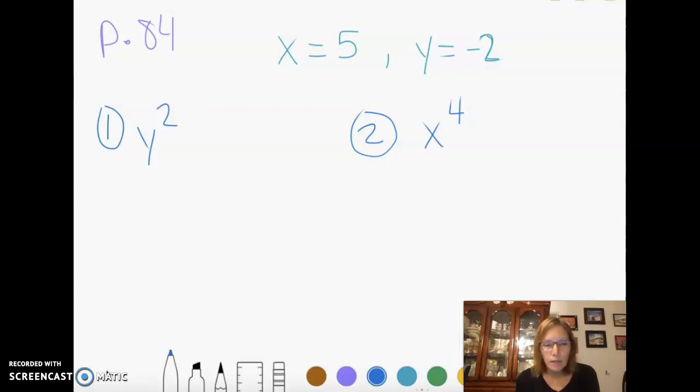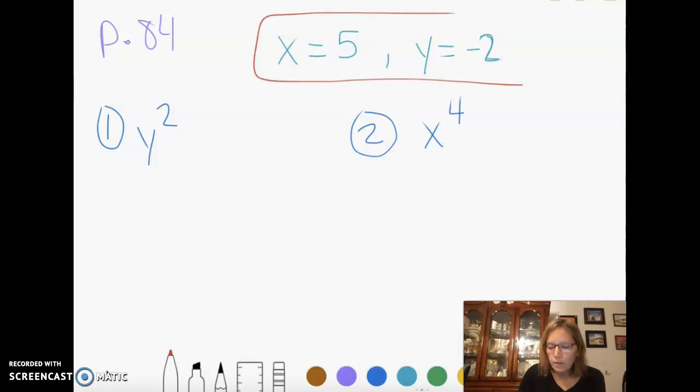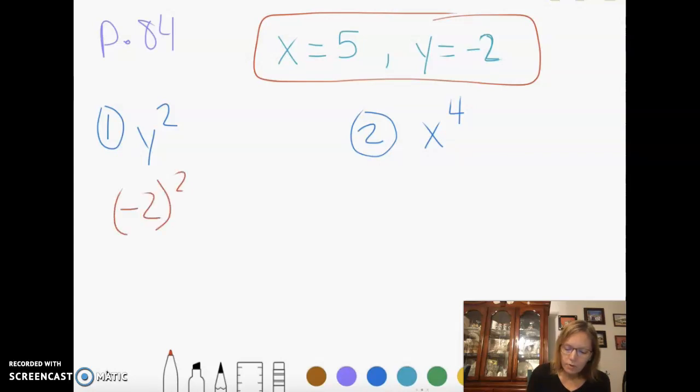So number 1 and 2, it tells me what x and y equal in the directions. And then I just plug in those numbers for x and y and solve according to the exponents. All right, so number 1, if I plug in y, I'm going to have (-2) squared. When you're plugging something in for a variable, you want to use the parentheses. It's very important when you have exponents. So if I square -2, that's like -2 times -2. It's going to equal a +4, and that's going to be my answer.